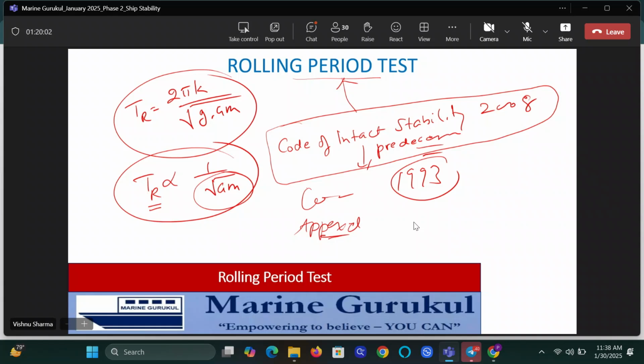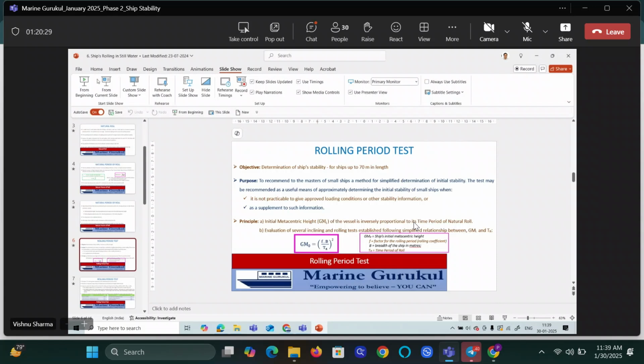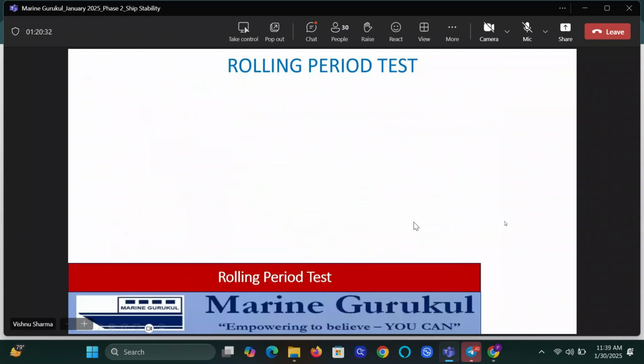Is that clear, beta? But since it continues to be in the syllabus, I'll be using the information from the Code of Intact Stability 1993. Am I clear, class? Clear, guys? Yes, sir. Okay. So tomorrow you should not think that, honestly, this should go out of the syllabus in all fairness. But when will it go? Whether it will go or not, God only knows. Anyway, we'll have to study it as long as it's there.